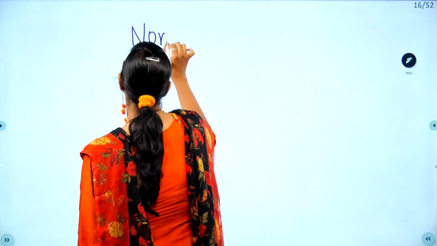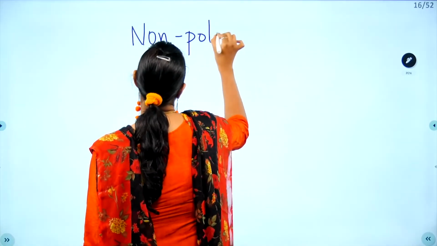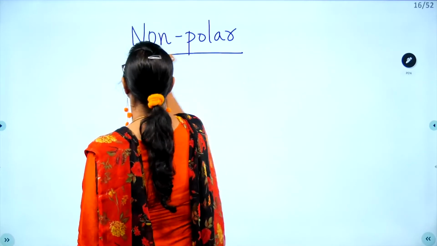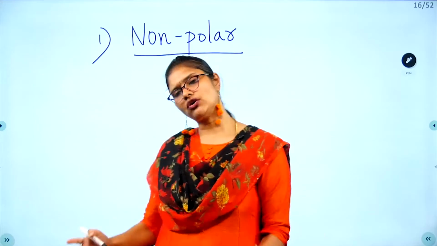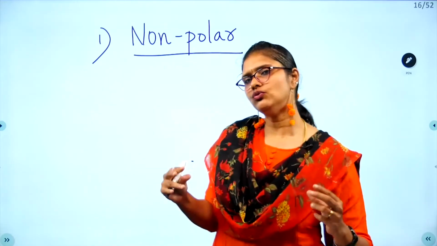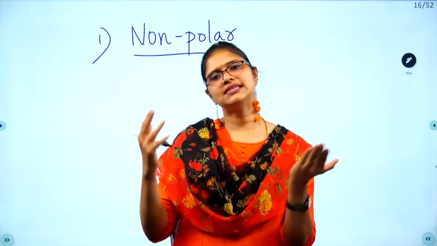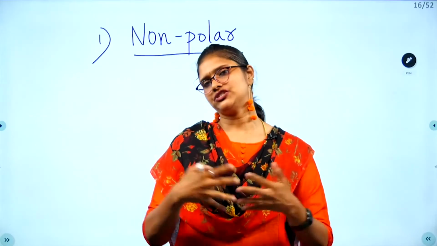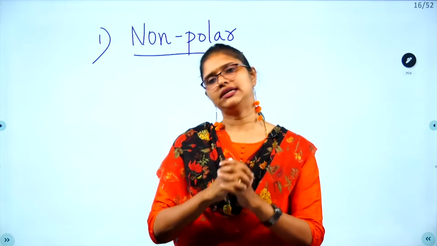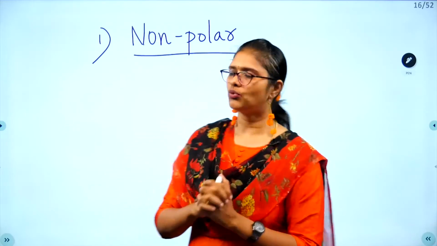Non-polar covalent. First let us see non-polar, then we will see polar. What do you mean by non-polar? When two non-metals are the same, they share electrons in order to attain stability, and this is called non-polar covalent.